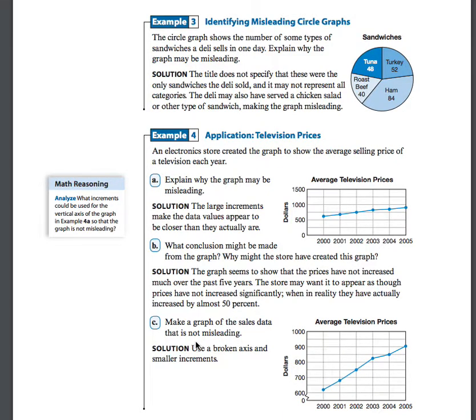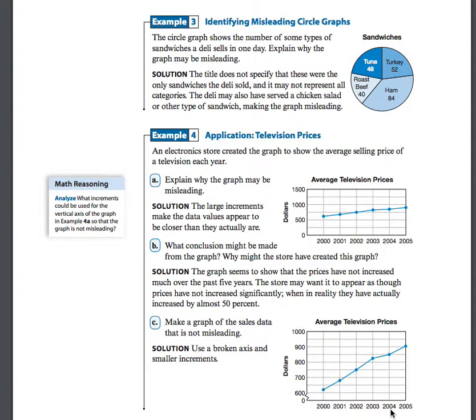Letter C. Make a graph of the sales data that is not misleading. So here's an example of that sales data that's not misleading. Now, it used a broken axis and it has smaller increments, and it shows that at one point the value was right around $630, $640, and now we're over $900 for that same type of television, or that average television price. Those values have gone up over those years.